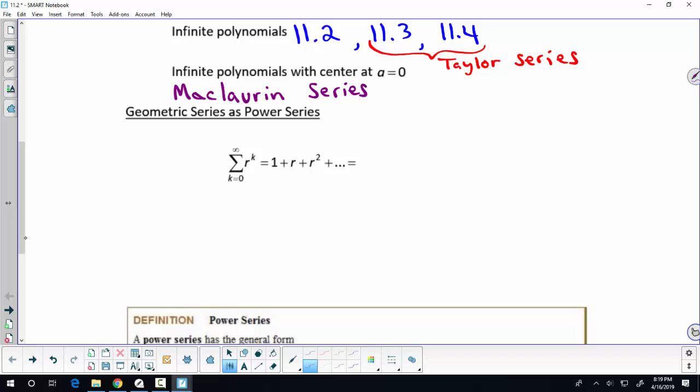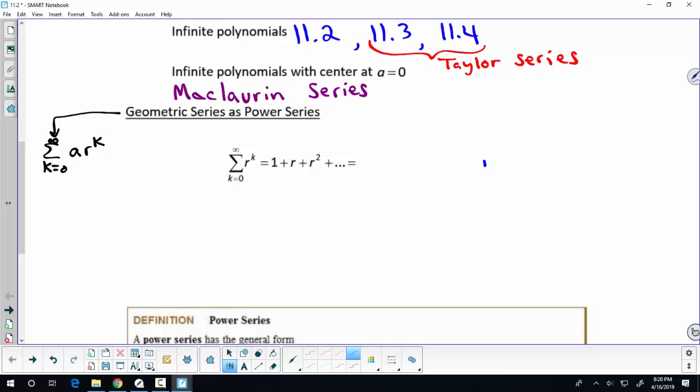So let's look at the geometric series as a power series. We know the geometric series, remember, in general was the sum from k equals 0 to infinity of a times r to the k. We're just going to look at r to the k with a equal to 1. So that's going to give us 1 plus r plus r squared plus r cubed plus et cetera.